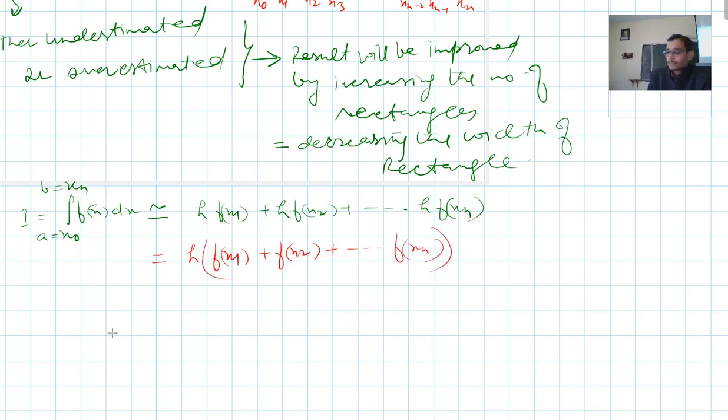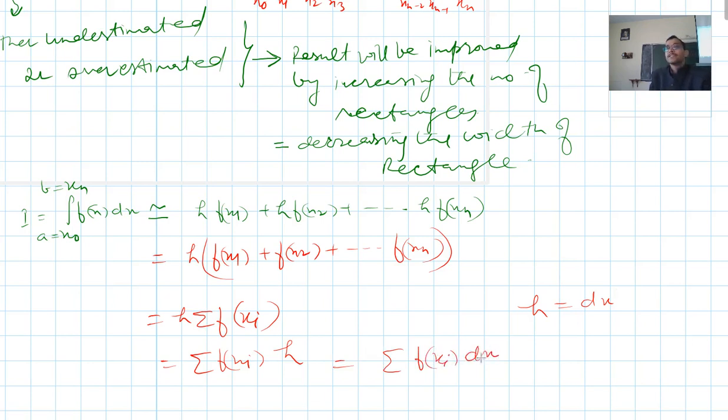And I can write it in the form of a summation, the sum of f(xi), or I can also write f(xi) into h, and let me call h equal to dx. So I can write this as the sum of f(xi) into dx.